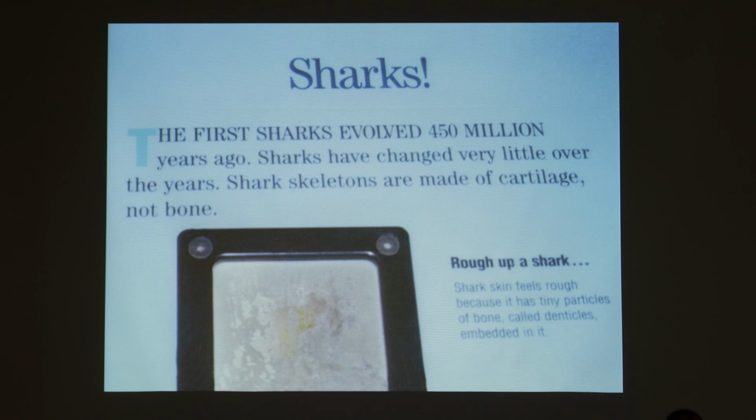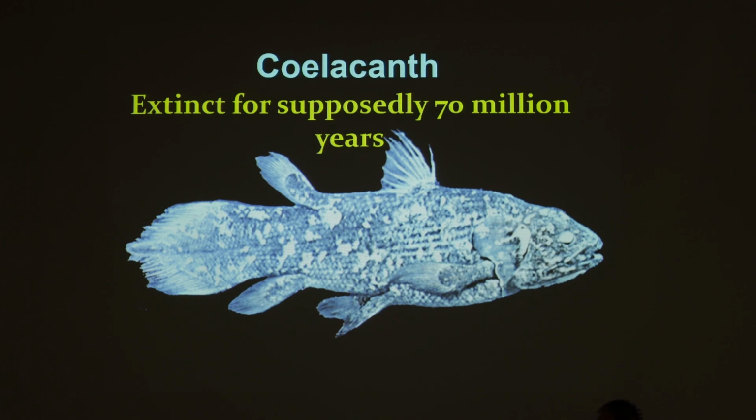Really? 400 million years of evolution, mutation, natural selection, all these building blocks of improving. No change. What about the coelacanth? The coelacanth was supposed to be extinct for 70 million years, they thought. They found the fossil record and they said, we don't see it in the world today. 70 million years it's been extinct.